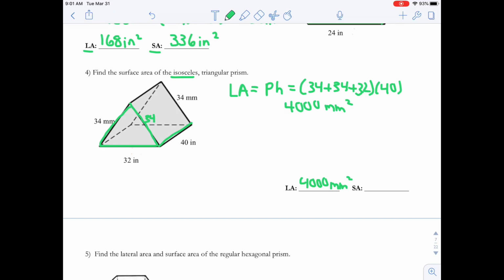And then for your surface area, you're going to take what you found there and add your two bases. So again, B is base. So surface area is equal to the 4,000 plus 2 times the base there. Well, the base is an isosceles triangle. Well, we don't have the height right now. So we know it's 1/2 base. So base is 32. We would need to find the height.